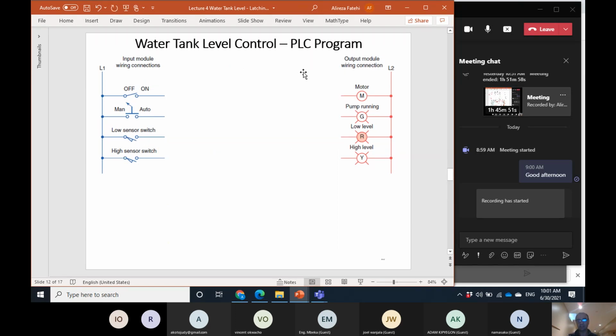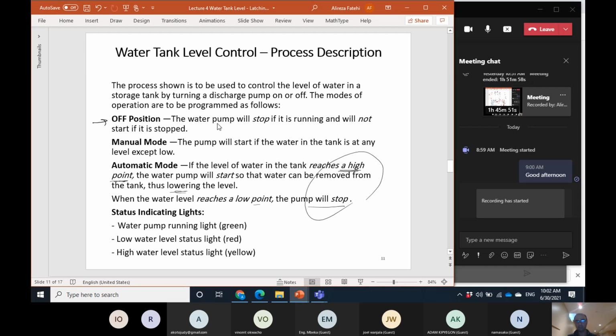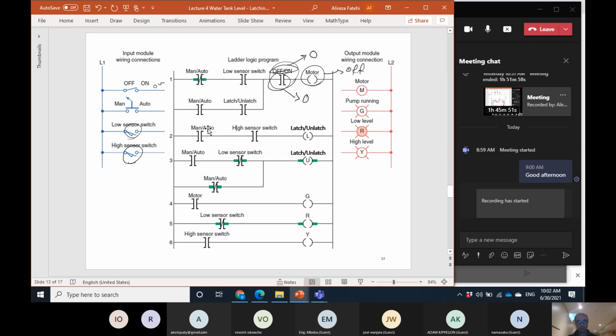And it is something that you expect. The water pump will stop if it is running and will not start if it is stopped. So regardless of whether there's water or not, it is in fact off. So this is because of that. Let me just move this part.